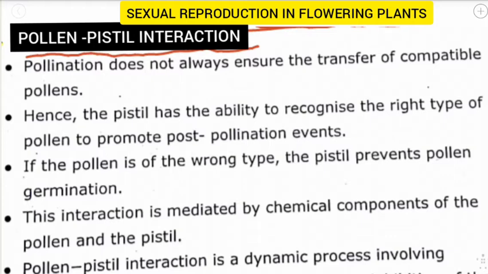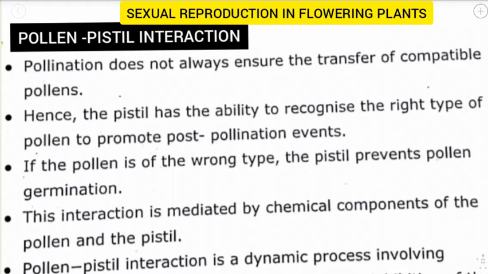As we all know, pollination is the transfer of pollen grains from anther to stigma, right? So pollination does not make sure that only compatible pollens are transferred. So what are compatible pollens? Suitable pollens, or desired pollens. Finding the suitable pollens is not the work of pollination, right?